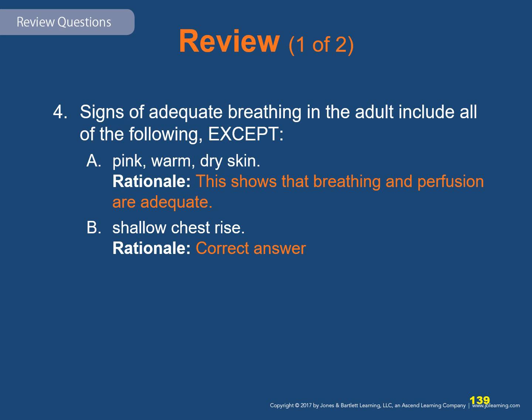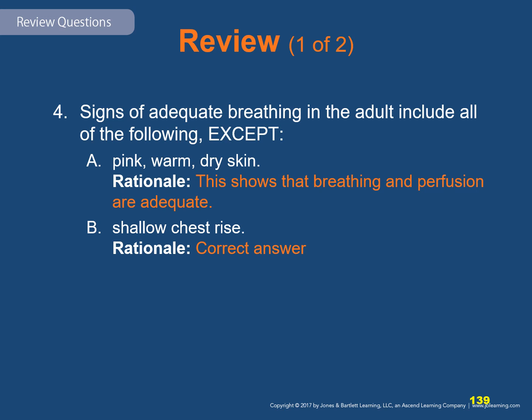So let's look at this closer. Signs of adequate breathing in the adult include all the following except A, pink, warm, dry skin. That's normal, and that shows that breathing and perfusion are adequate. It doesn't matter what color skin your patient has, how tan they are, or what color their skin is. You will notice if there's adequate blood flow or not. Everyone has pink from the hemoglobin in their skin, no matter what shade their skin is. And it is very clear when a patient is suffering from hypoxia or an inadequate perfusion. That pink color that underlies everyone's skin tone disappears.